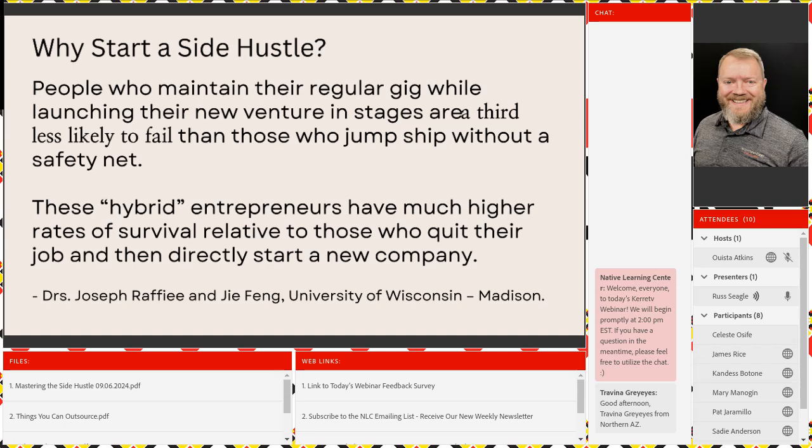And that's true. There are several reasons for this. You are less likely to fail when you start a side hustle because you're not as dependent on it. You're not as focused on, "Oh, I have to make money, have to make money. I have to survive. I have to keep the doors open. I have to keep the lights on. I have to pay the insurance. I have to pay my employees." You have a lot less pressure, but you also have a backup in your regular job.